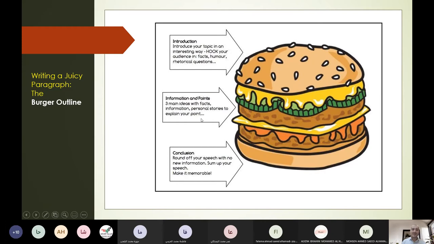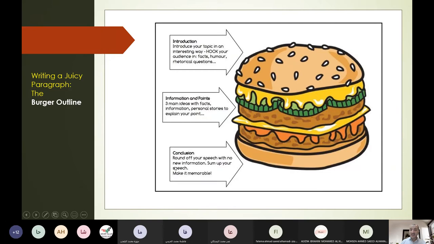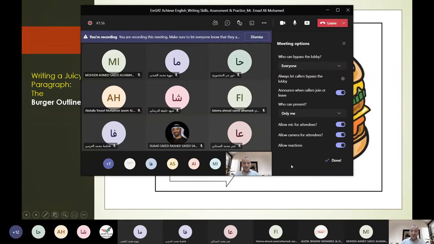Finally, the conclusion. Round off your speech with no new information. Don't say anything new you have not discussed in your body. And in this part here, the evidence and details. Don't ever use any new information, okay? Sum up your speech, sum up the points, and make it memorable. You can connect or end with a question to make it open-ended, to call your audience to think about that. Great, I hope this is clear.